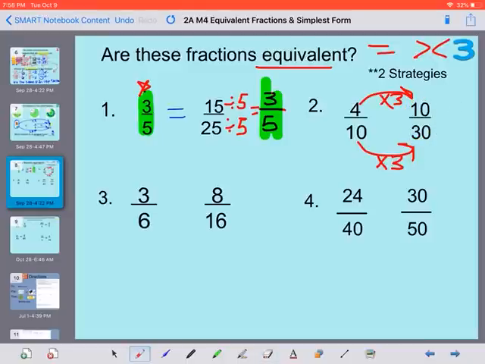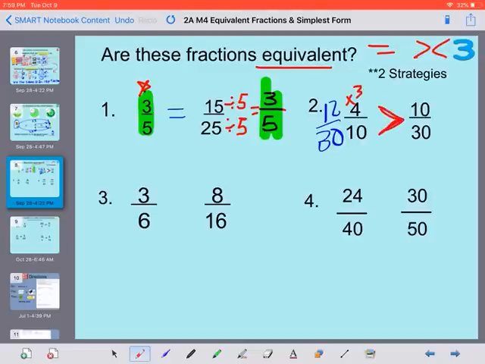So the equivalent fraction that we found, 12/30, if we multiply by 3, is actually giving us a larger fraction than 10/30. So 4/10 is greater because if we multiply them both by 3, we get 12/30.